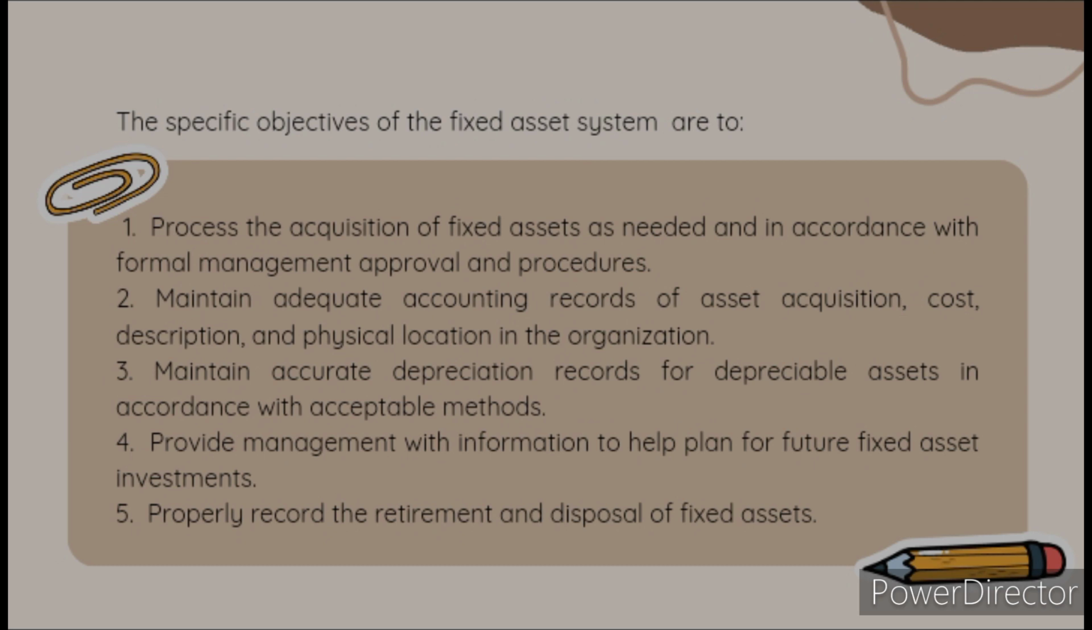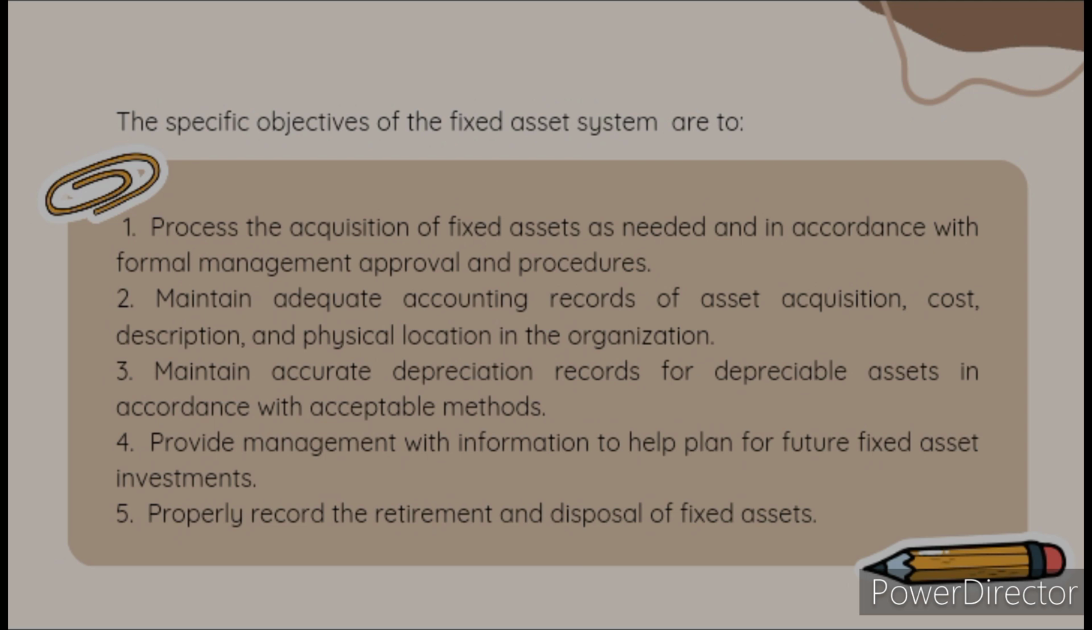Number four, provide management with information to help plan for future fixed asset investment. Providing management with information to plan for future fixed asset investments involves supplying data and analysis on the organization's current fixed assets, their condition, expected useful life, and upcoming needs. This enables management to make informed decisions about allocating resources for acquiring, maintaining, or disposing of fixed assets in line with the organization's strategic goals and financial capabilities.